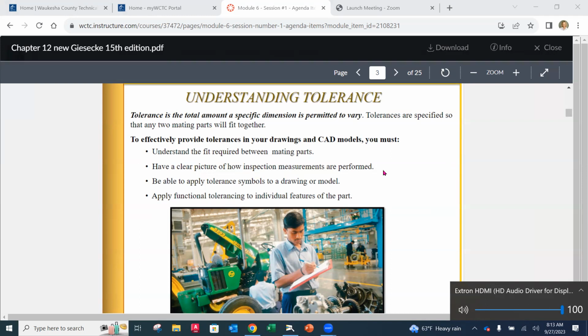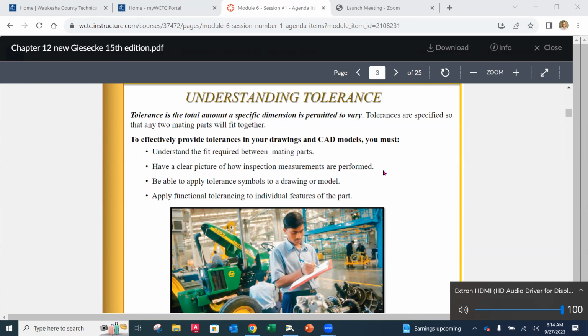Okay. So as we look here, understanding tolerancing: it's the total amount a specific dimension is permitted to vary. Again, I like to say it's the target. How wide is the target, or how narrow is the target? What do I have to hit? To effectively provide tolerances on your drawings, you must understand the fit required between mating parts. In the end, do I need this to be a clearance fit, meaning they're going to go together really easily? Or do I need this to be a press fit?